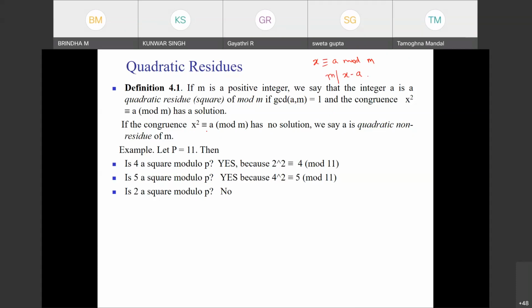Similarly, X squared congruent A modulo M means M divides X squared minus A. So saying this has a solution means there exists an X such that M divides X squared minus A.